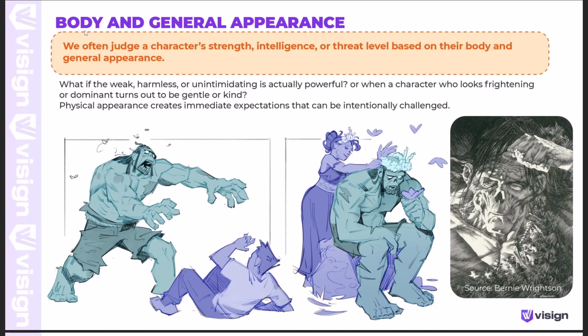So the first we can look at here is the body and general appearance. We often judge a character's strength, intelligence, or threat level based on their body and general appearance. So what if the weak, harmless, or unintimidating is actually powerful? Remember how we looked at Saitama? That's an example of someone who's like that. Or a character who looks frightening or dominant and turns out to be gentle or kind. Again, we looked at the Beast from Beauty and the Beast, and that was also the case there. So physical appearance creates immediate expectations that can be intentionally challenged.